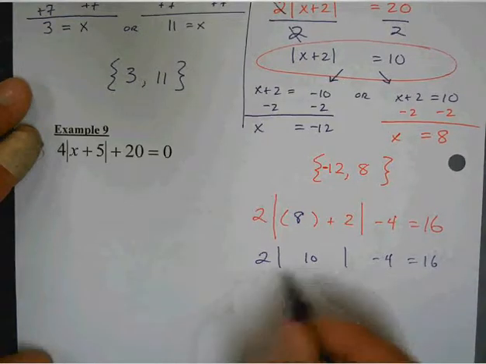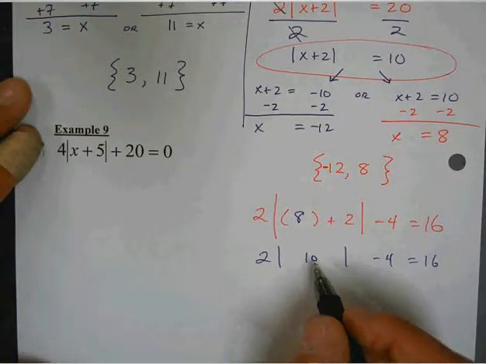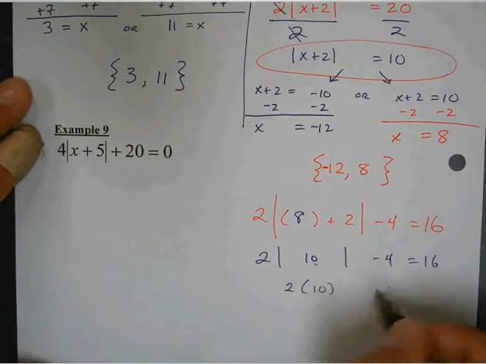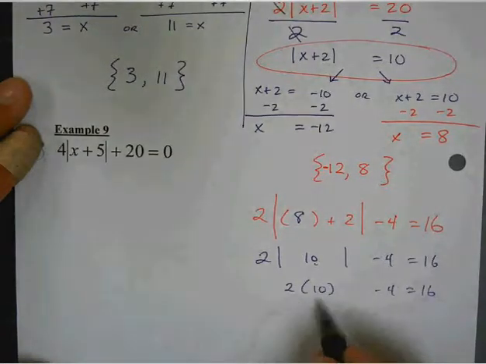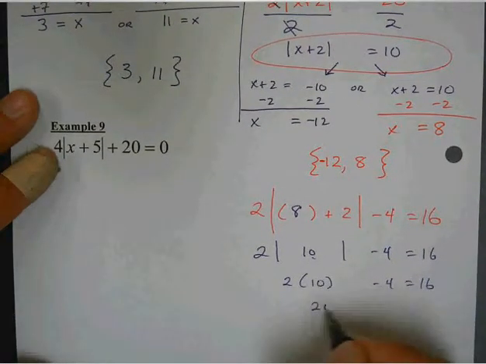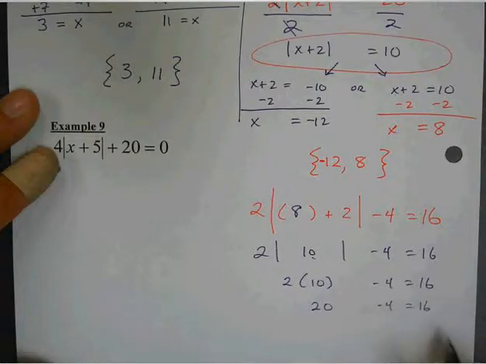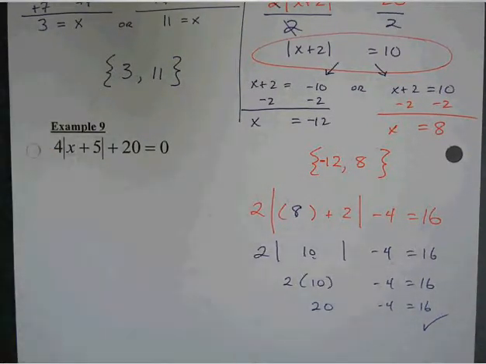What's absolute value of 10? 10. What's 10 times 2? 20. And what's 20 minus 4? 16. So does it check? Yes. If you're not sure, a good thing to check, Sydney, is often going to be the smaller number, because that's the number that's going to push you with the absolute value piece.